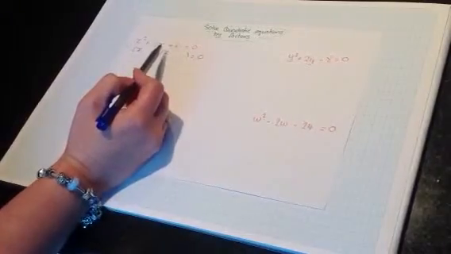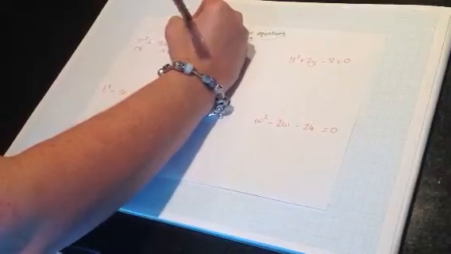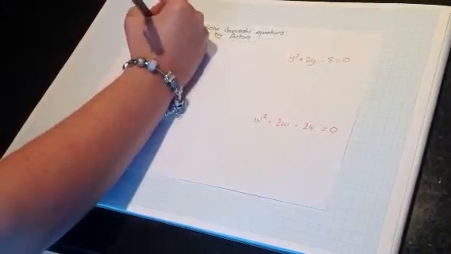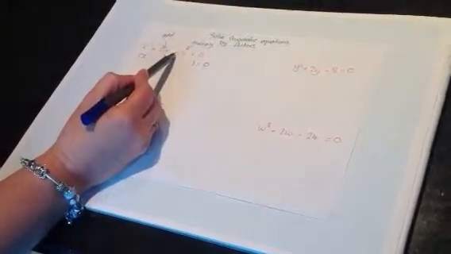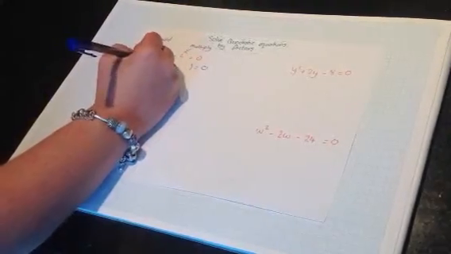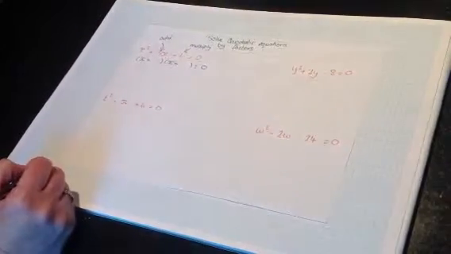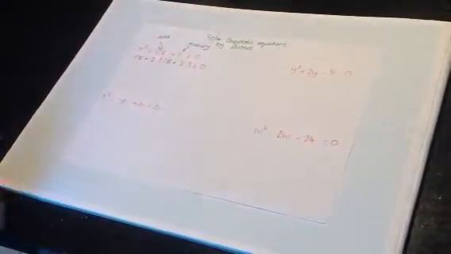Now, when I'm deciding the numbers to go in each bracket, I'm looking for two numbers that will multiply to give me 6 and that will add together to give me 5. Now the question itself gives me a little bit of a clue with the signs. Because this is a plus, it tells me both signs are the same, and because this is a plus, it tells me both of the signs are going to be plus. So, two numbers that multiply to make 6 and add together to make 5 would be 2 and 3.